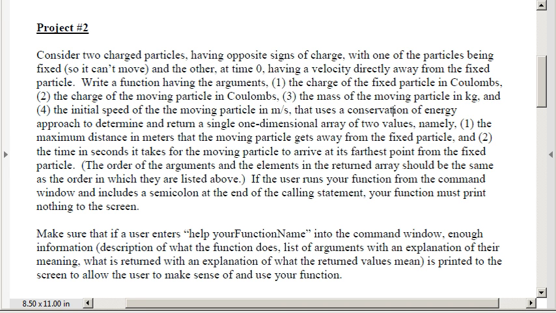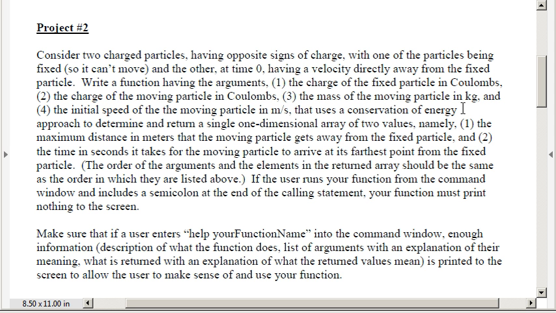This is project number 2, video number 1, the pencil and paper part. First thing I want to note is there's a fifth argument, namely the position of the moving particle at time 0, how far away it is from the fixed particle.